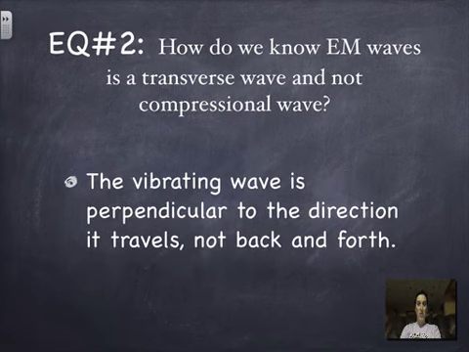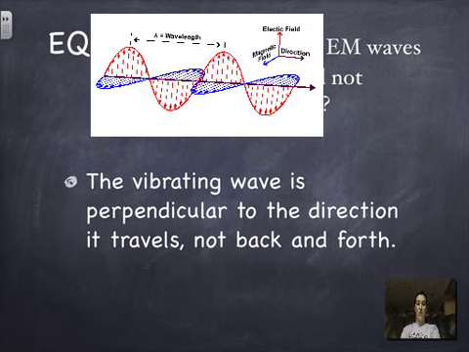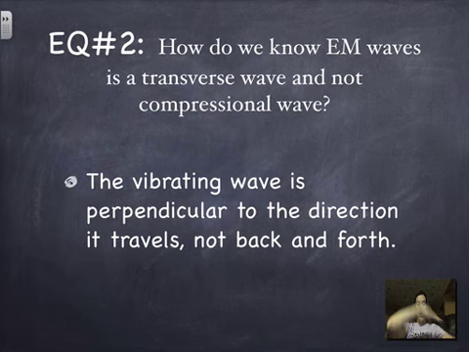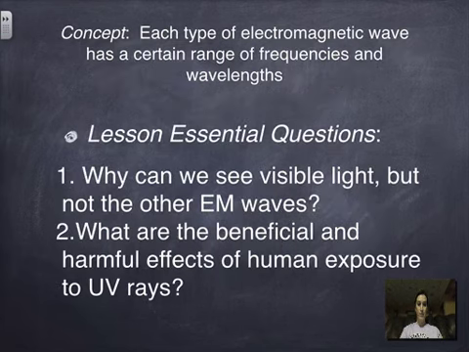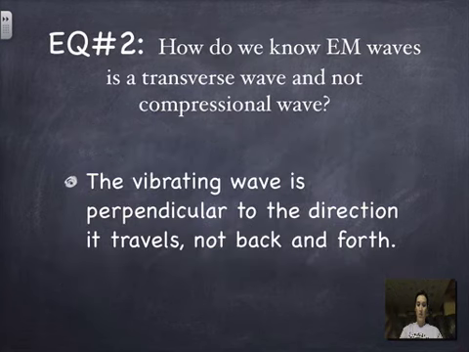Essential question number 2, how do we know electromagnetic waves are a transverse wave and not a compressional wave? Well, the vibrating wave is perpendicular to the direction it travels, not back and forth. So we had the up and down motion of maybe the electric field, and then the magnetic field is perpendicular. So that concludes the podcast for section 1 in electromagnetic waves.